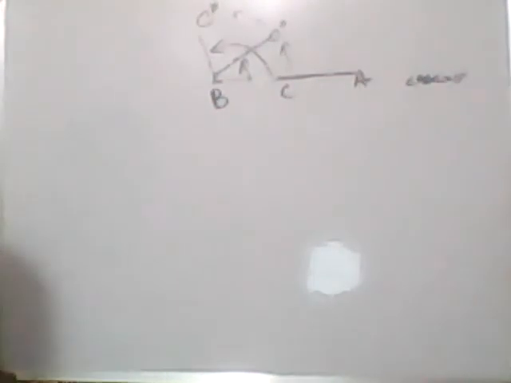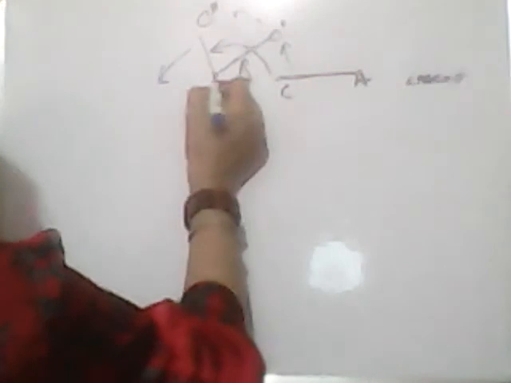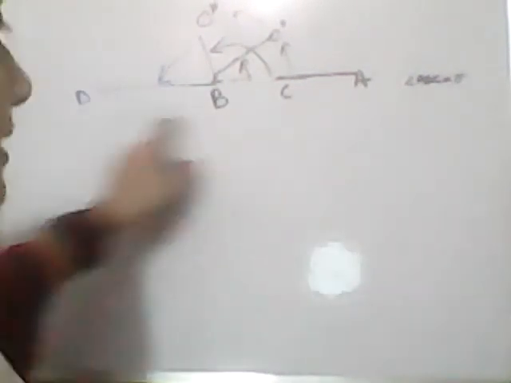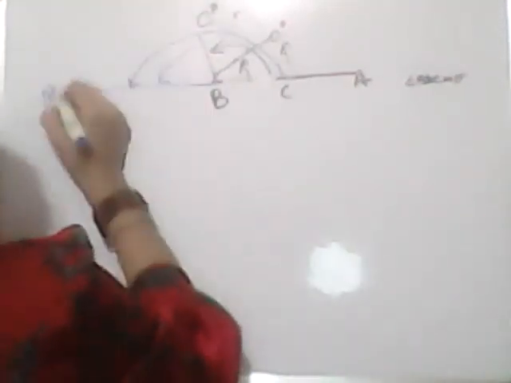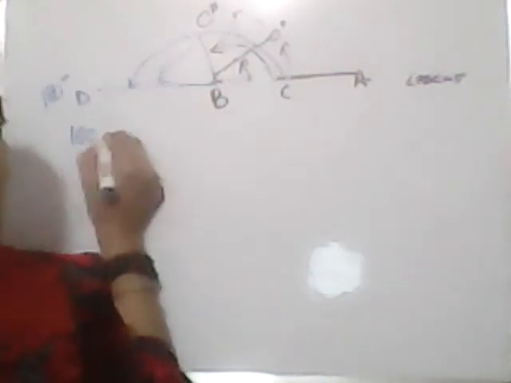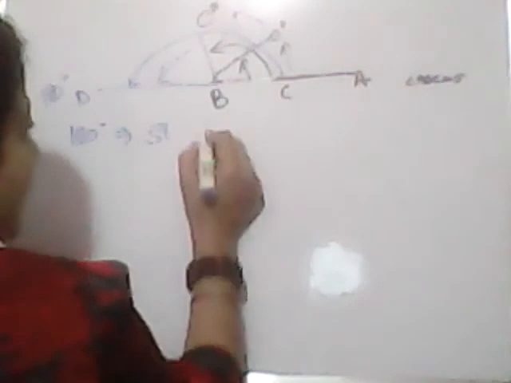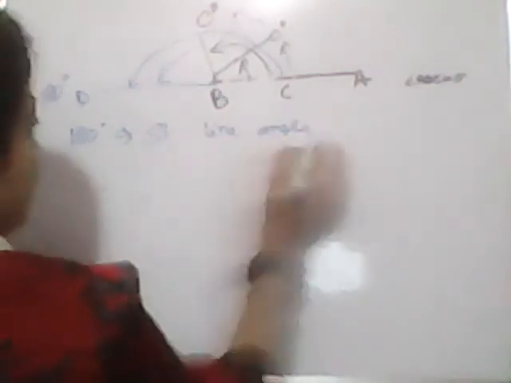Just like that, after more rotation, it comes to the point D, then it's making a straight line, clearly a straight line, D, B, C, A. Here the measurement is 180 degrees. That's why a 180 degree angle is known as a straight line angle. Now it is again rotating, because it starts from here and is rotating.